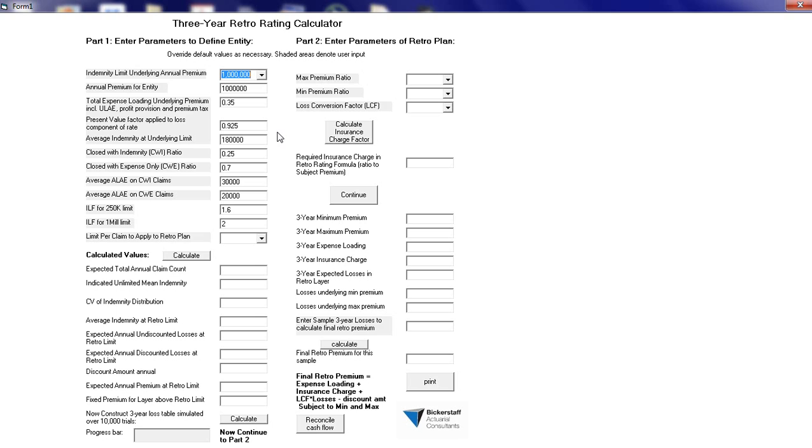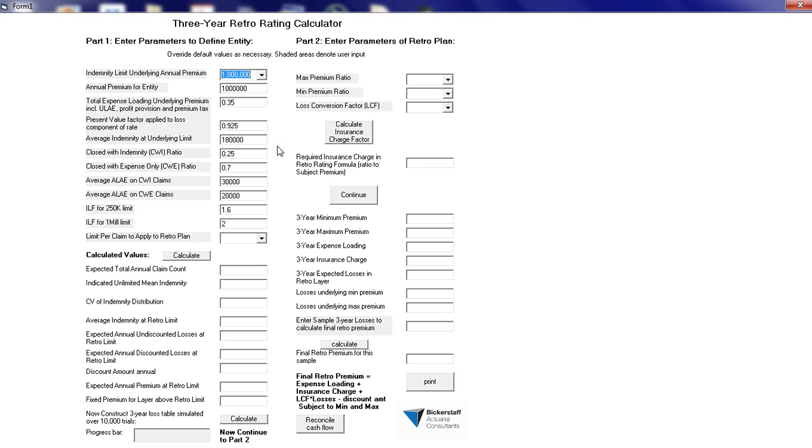Then if you determine what the undiscounted level would be of expected losses, you divide by that 0.925 and you get about $703,000 as the total expected losses on an undiscounted basis.